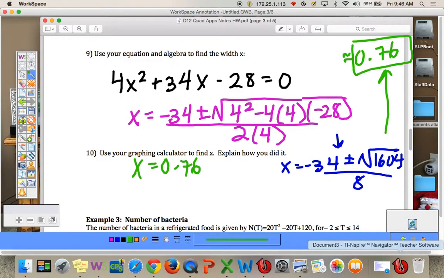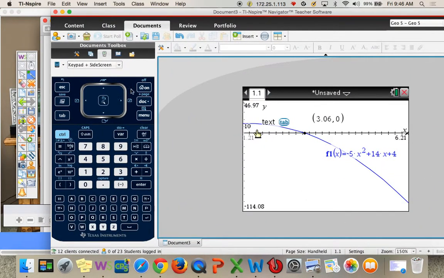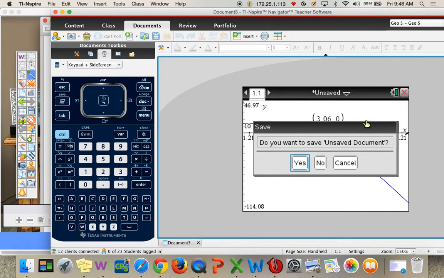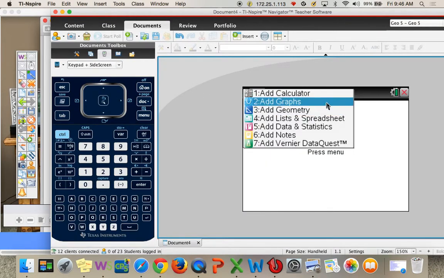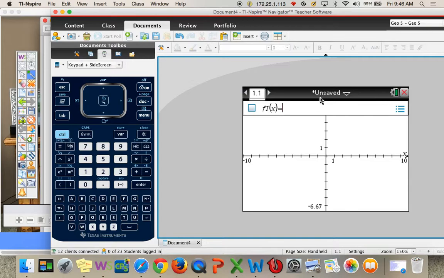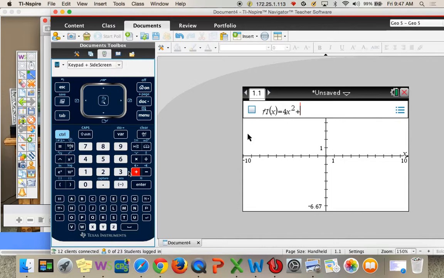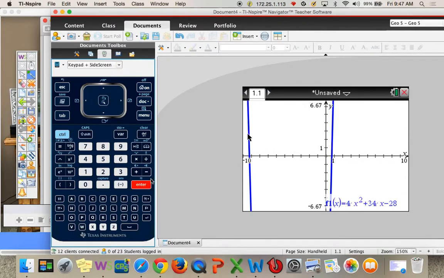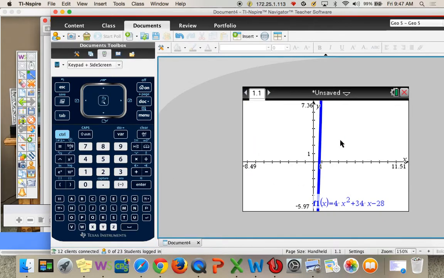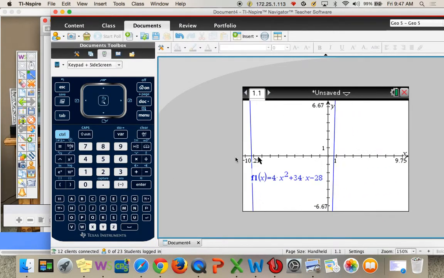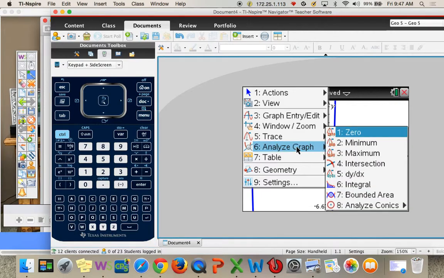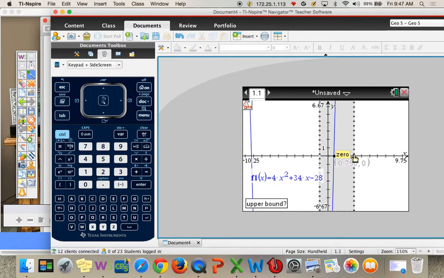We can use our graphing calculator to put this equation in as well. Let me open a new graph page, and let's type in our quadratic, which was 4x squared plus 34x minus 28. We want to know when that equals 0, and we can see there's one negative answer, one positive. If we analyze our graph and find the zeros, you'll see 0.756, which I rounded to 0.76.